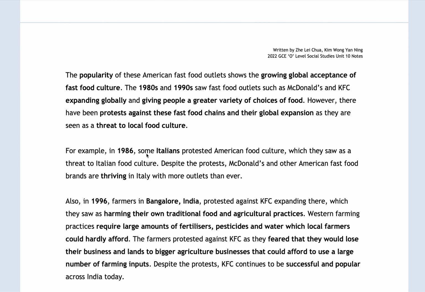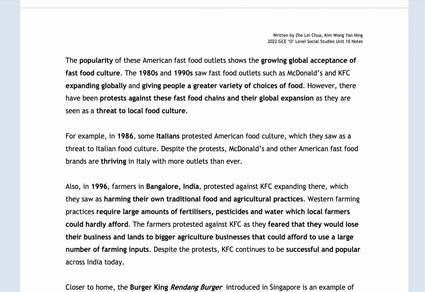So there are some examples here of non-acceptance of fast food cultures. In 1986, Italians protested American food culture because they saw it as a threat to Italian food. However, of course, this didn't work lah. As you can tell, McDonald's is still very prevalent in Italy today.